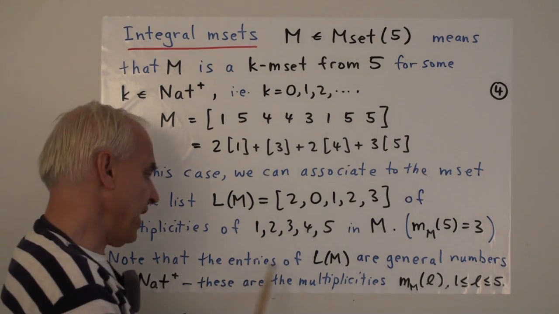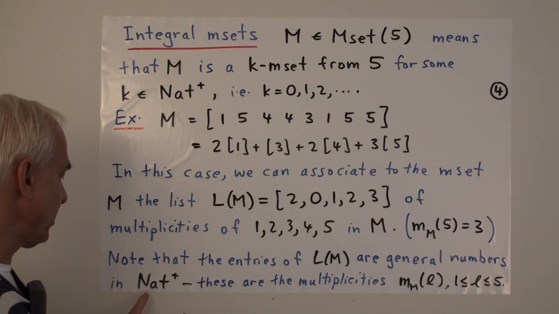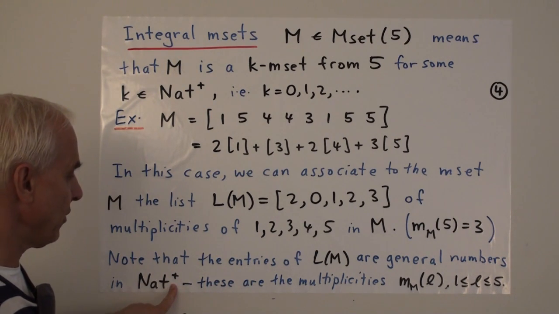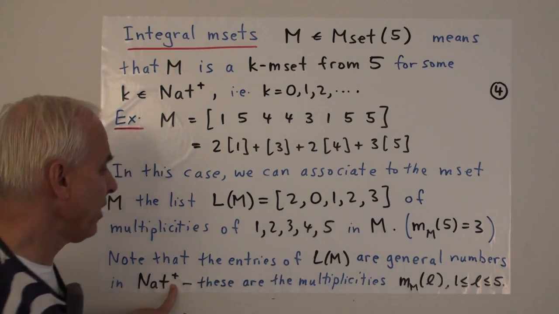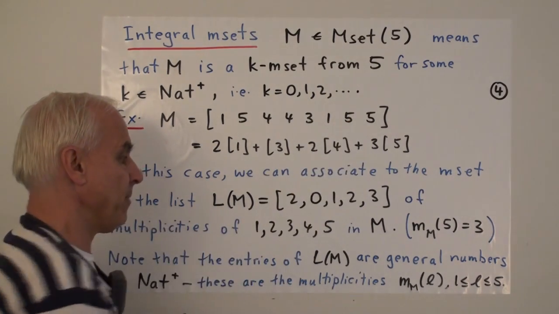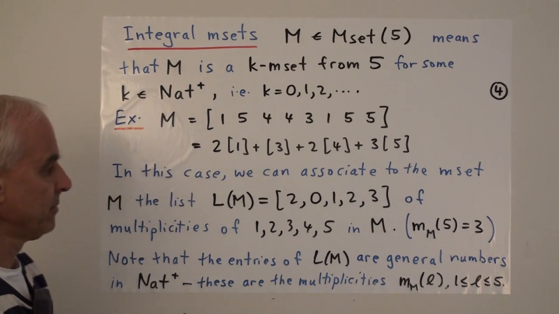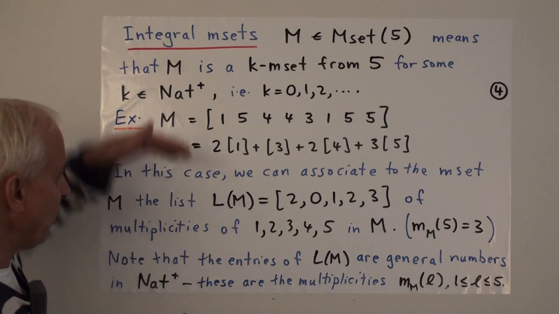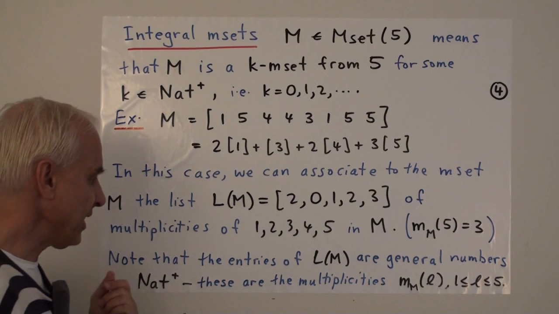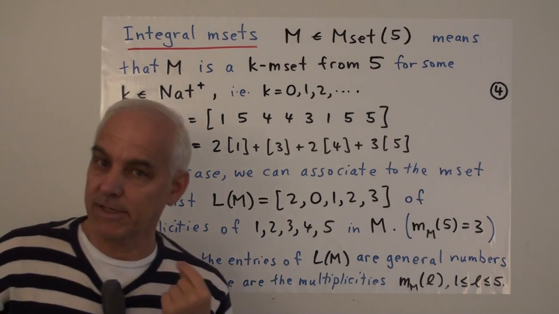Okay, so now we note that the entries of this list are natural numbers, in N plus. So they could be natural numbers or possibly 0. And these are just the multiplicities of these various elements, these numbers L, as L ranges from 1 to 5. So to an mset, we can associate a list. And the list has entries which are natural numbers or possibly 0.